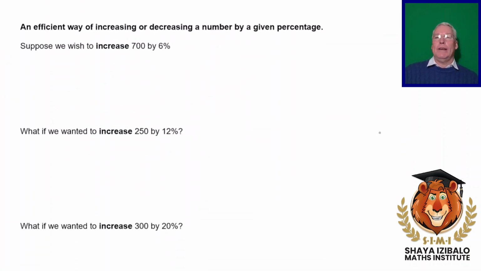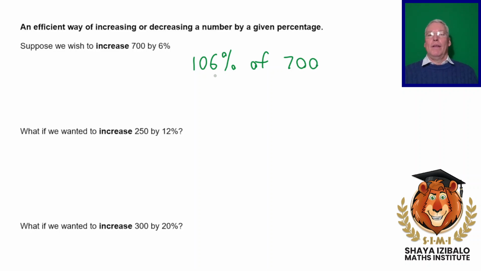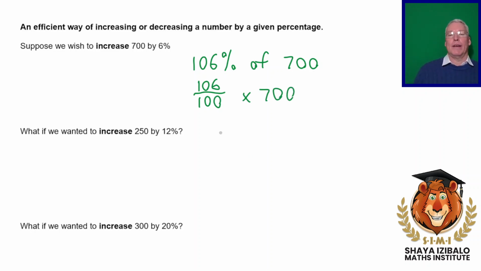Okay, so now we're going to quickly show you if we wanted to increase 700 by 6%. All right, well, what we want is 106% of 700. Now, so 106%, not 100%. 100% would just leave it exactly the same, all right? But 106%. Now, if we write this as a fraction, this is going to be 106 over 100 times 700. Remember, of means times, okay?